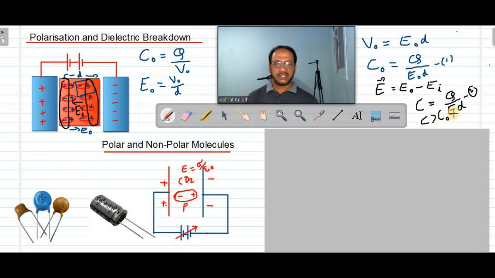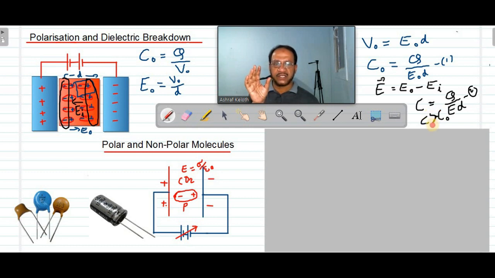C is greater than C0. Why? Because E is less than E0. The net electric field decreases according to the equation E0 minus EI. So E0 is greater, so C0 will be less. C0 is the capacitance with the air in between, and C is the capacitance with the dielectric in between the two plates of the capacitor.